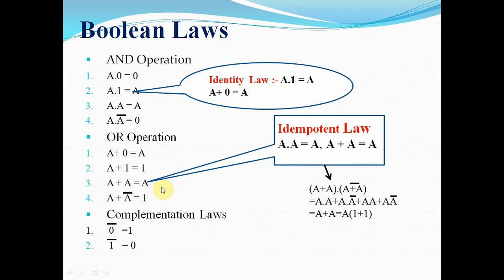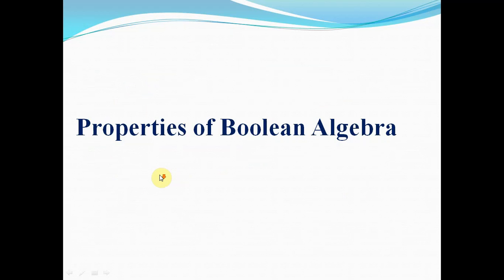So this a plus a is equal to a, and a into a is equal to a, is called the idempotent law, and this is called the identity law. If we multiply anything a with 1 or we add a with 0, then we are getting its a value. So it is called the identity law.